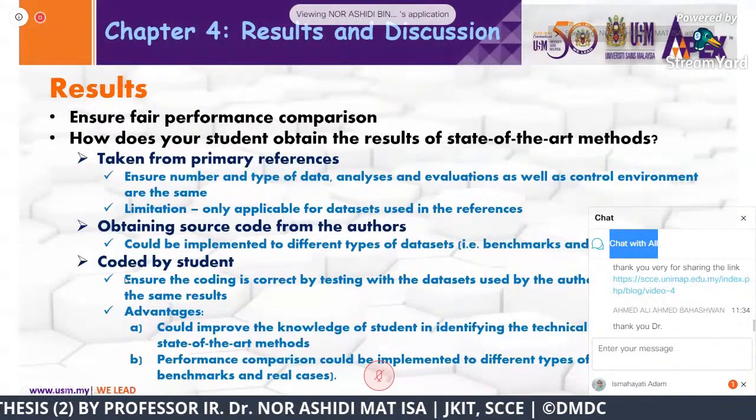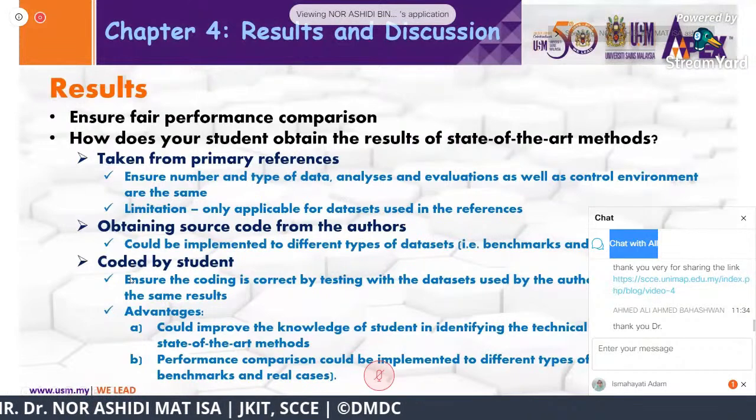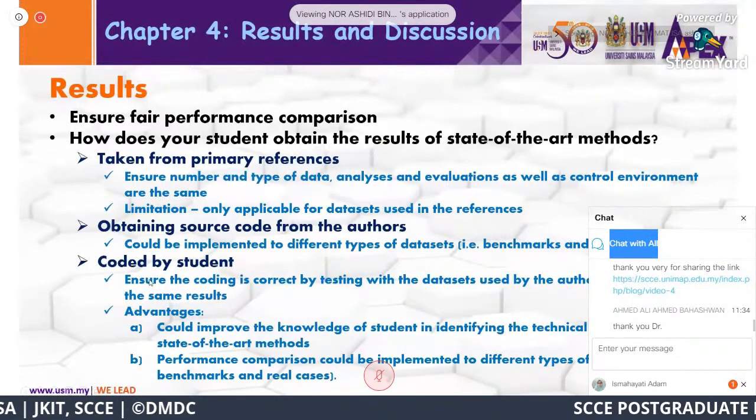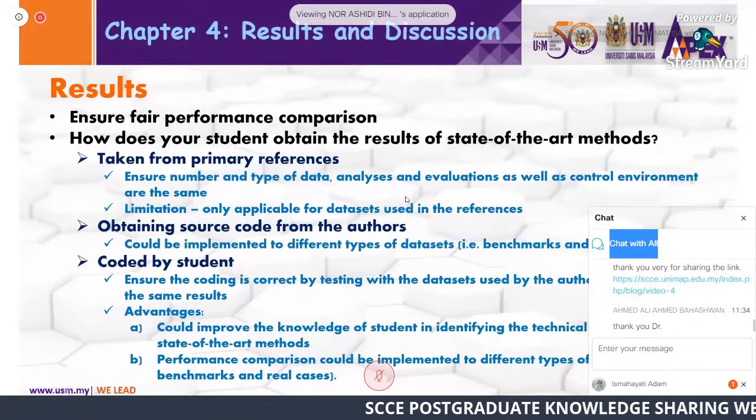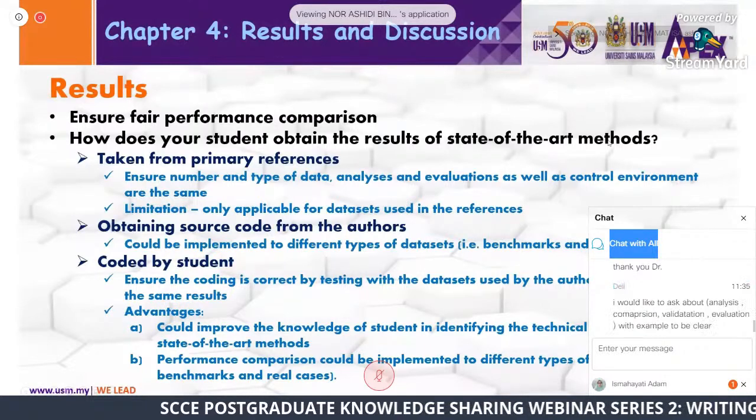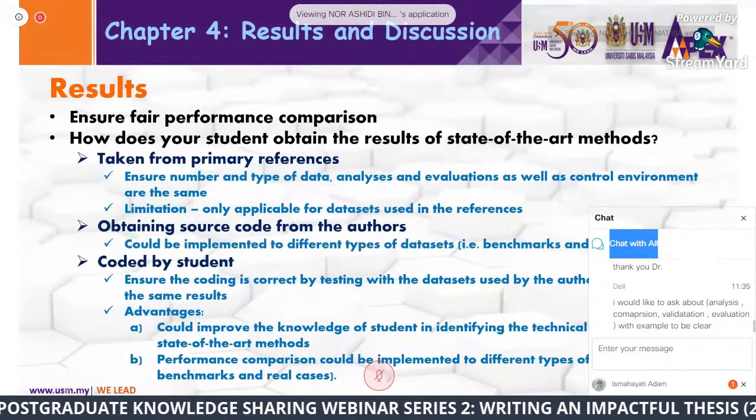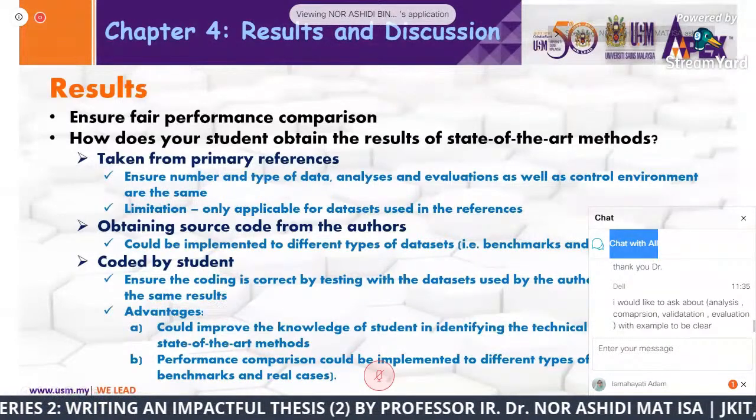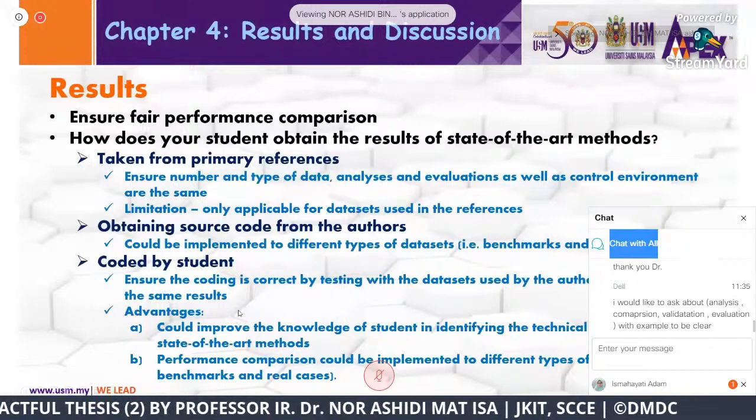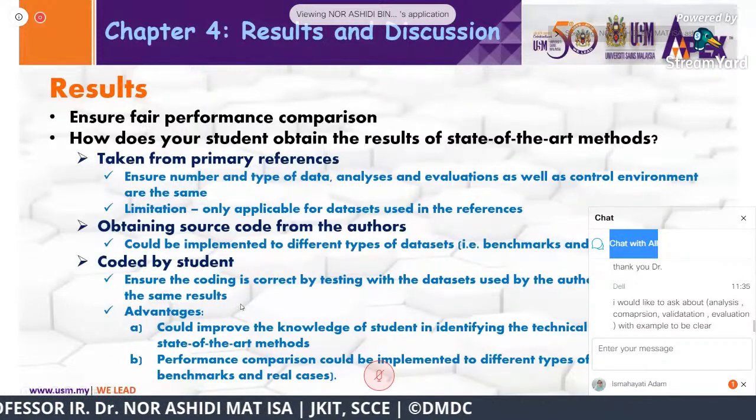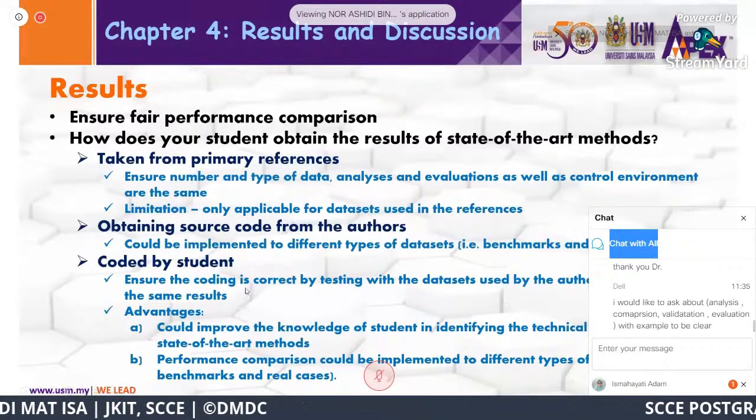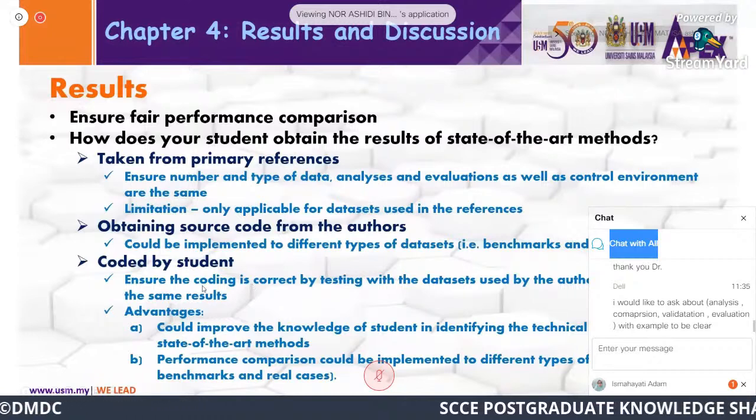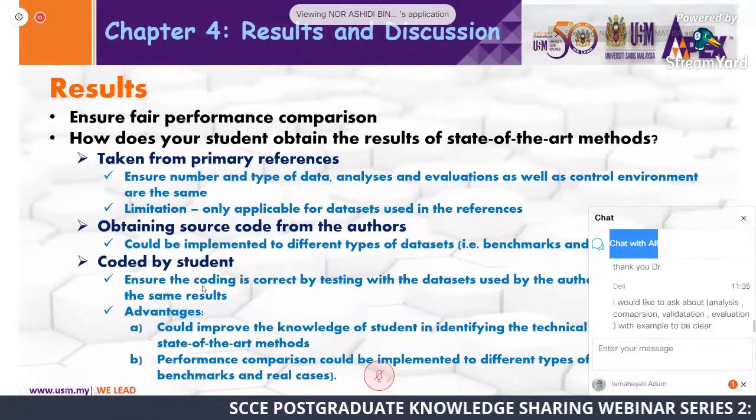Or the third one, you can code by yourself. You can have your own source code of the previous method, but you must make sure that when you run the source code, you obtain the same results. If your result is not the same as reported by the authors, it means that your source code cannot be used.